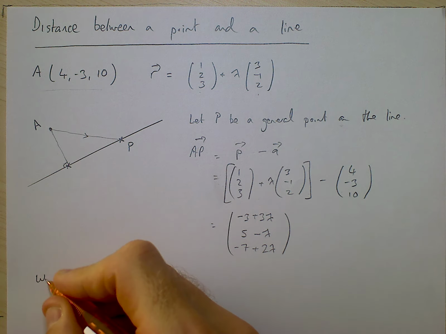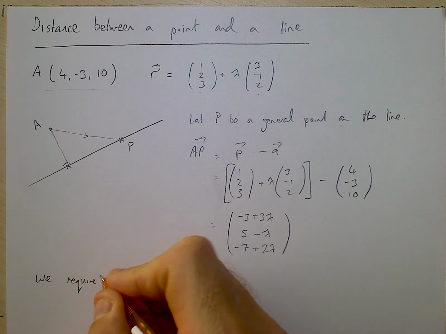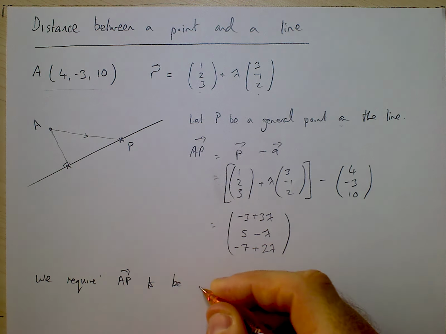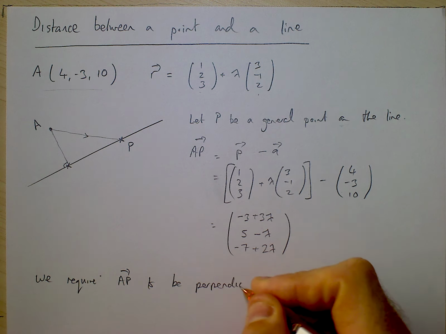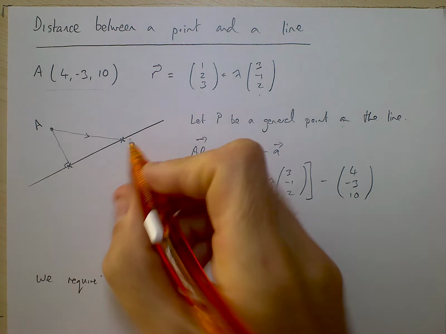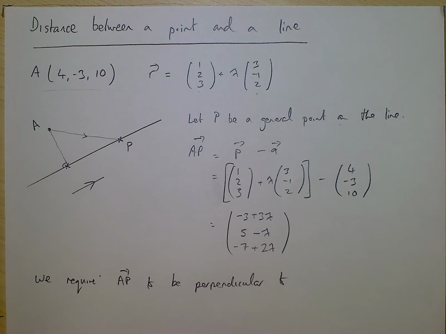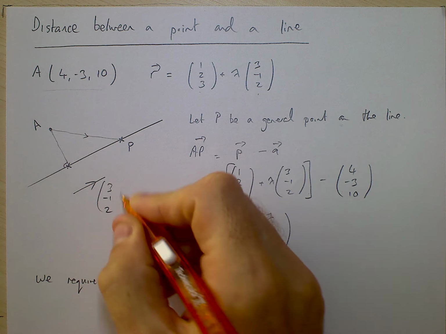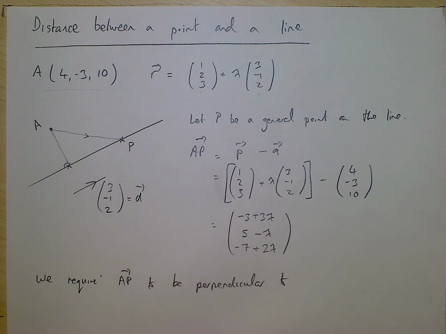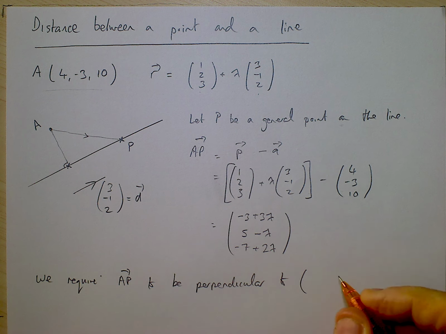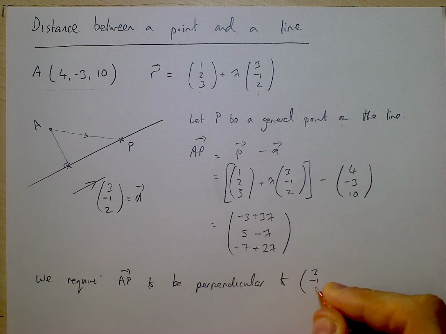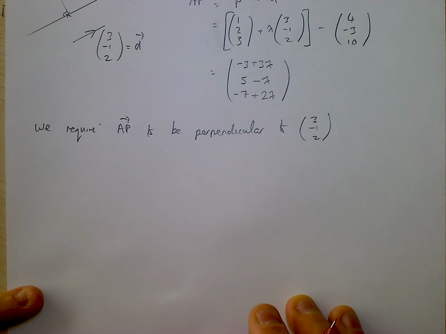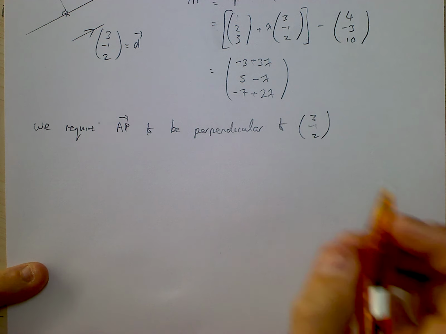So we actually require AP to be perpendicular to the line. Now, I know a vector in the direction of the line. It's given by (3, -1, 2), the direction vector. So I require AP to be perpendicular to (3, -1, 2). And this is where I can use the scalar product to fix these to be perpendicular.